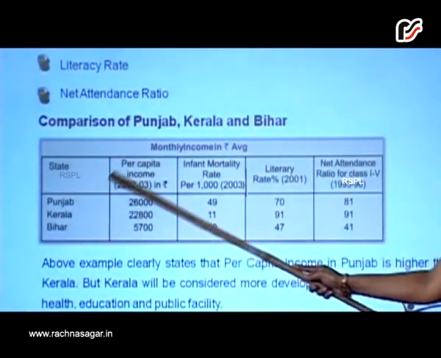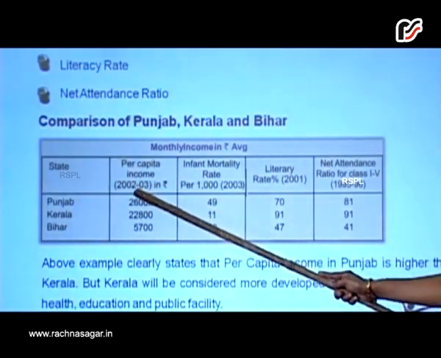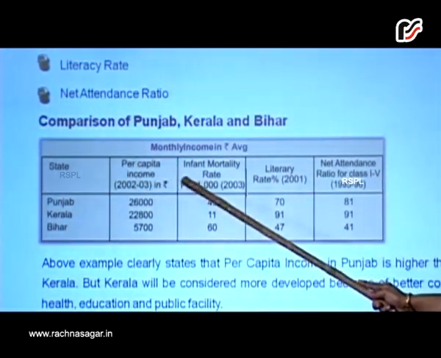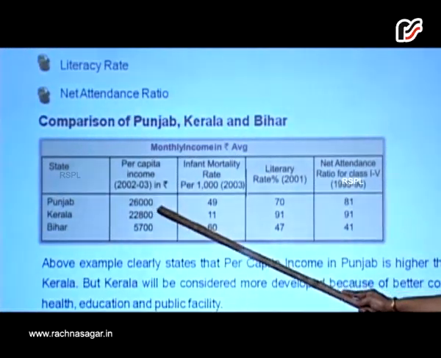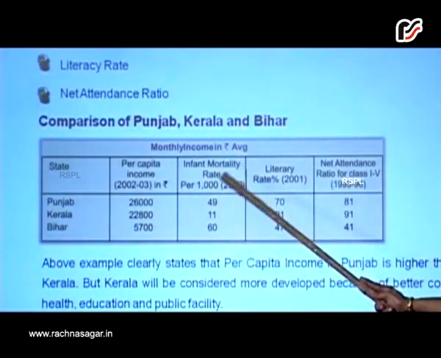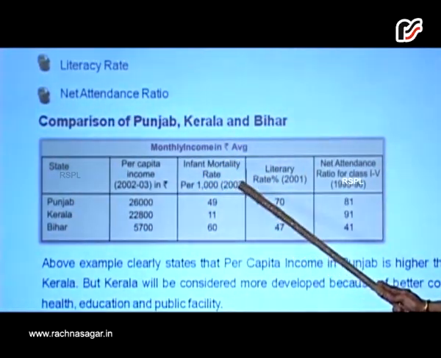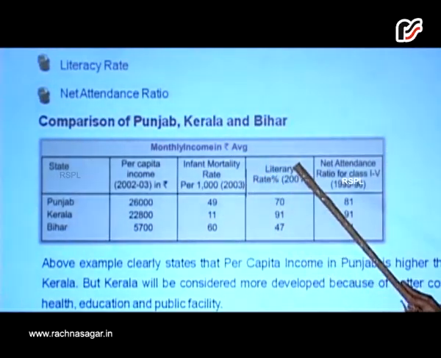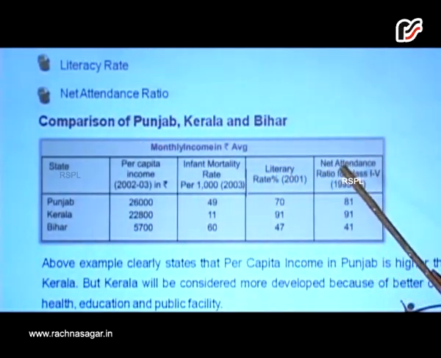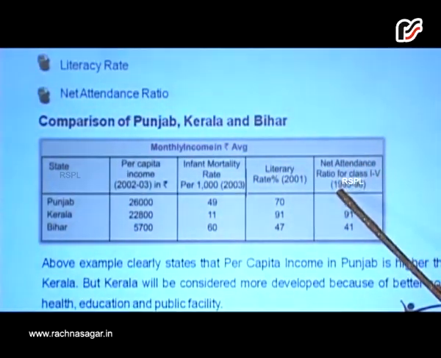State Punjab: per capita income in 2002-2003 was 26,000 rupees. Infant mortality rate per 1000 in 2003 was 49. Literacy rate in 2001 was 70 percent. Net attendance ratio for class 1 to 5 in 95-96 was 81.